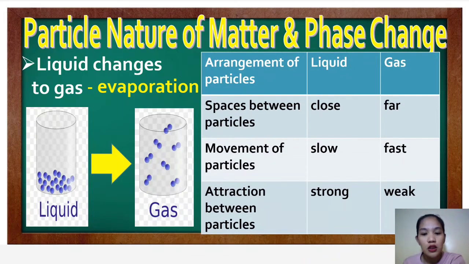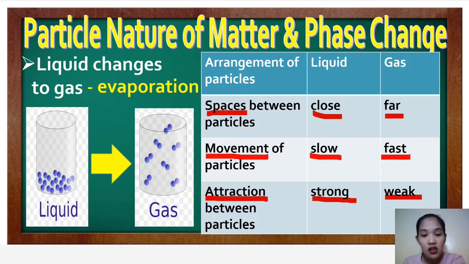So if we are going to see the spaces between particles, it's from close to far already. And in terms of movement of particles, it will become slow to fast. And for the attraction of particles, it will be from strong to weak, since the matter changes from liquid to gas. So if it will change into gas, then it will follow the particle nature of gas. So that is actually the idea there.